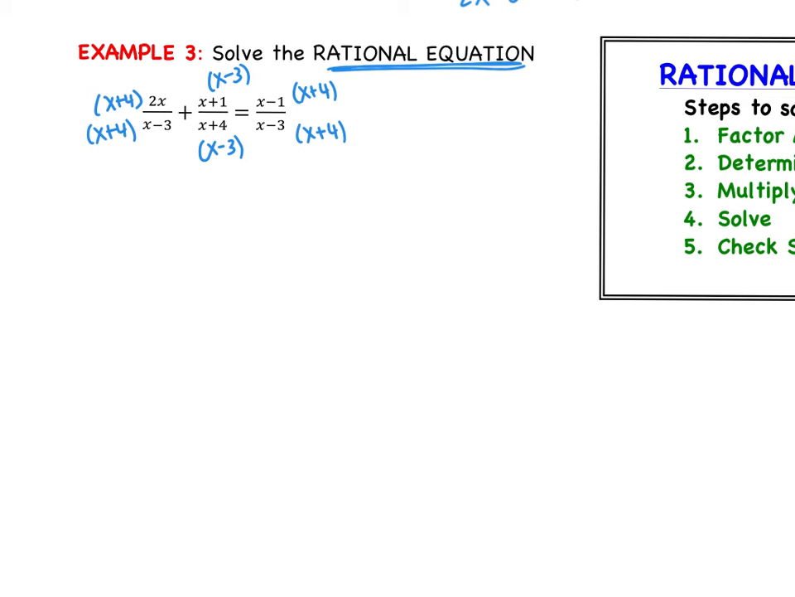And here's where we're going to start multiplying. The denominators we are going to leave factored. The numerators we're going to actually multiply though. So I'm going to distribute this 2x, and I get a 2x squared plus 8x. And then my denominator is x plus 4, x minus 3.